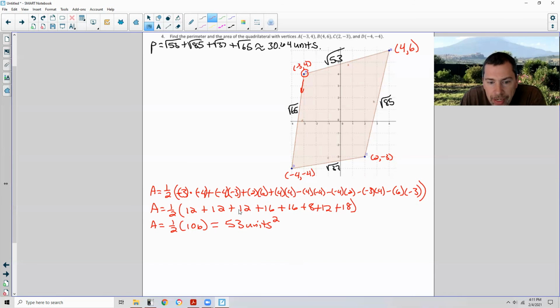Okay, so notice what happened in this one. It's the first time I've seen that. If your quadrilateral goes above and below the x-axis, be careful with your multiplication. A positive times a negative is negative, but minus a negative is plus. So these were all added together. There was no subtraction. And it is 53 units squared.